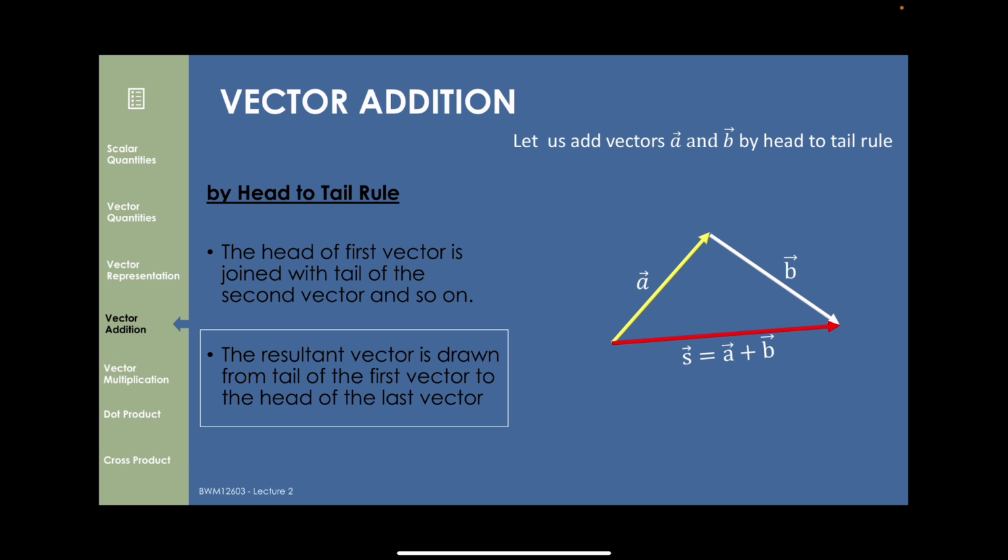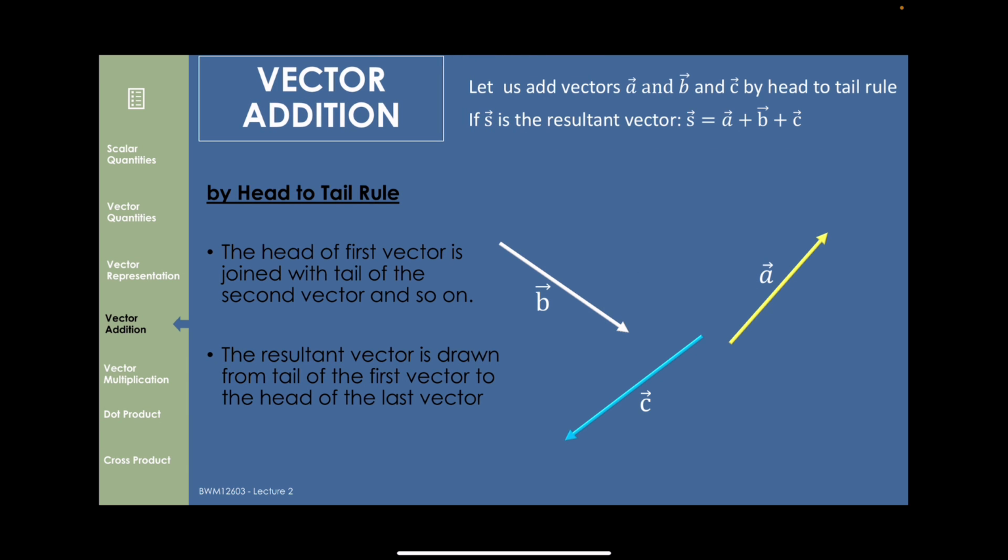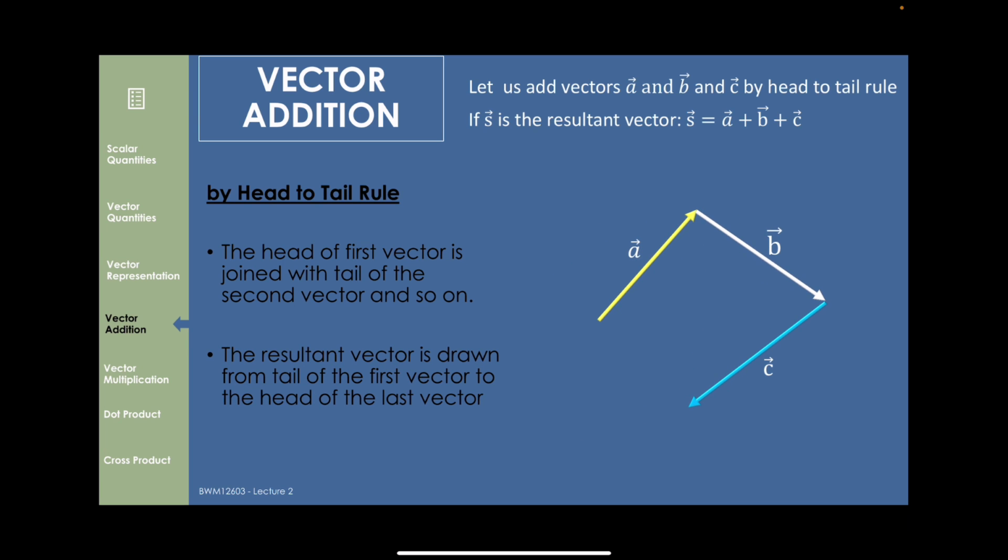Let us see another example when we have three vectors, and how we can add them together. Let us consider these are the three vectors, vector a, b and c. We will follow the same steps. First we will draw vector a, then on the head of it we will draw vector b, and on the head of vector b we will draw vector c, and then we will draw the final resultant vector from the tail of the first vector, which was a, to the head of the last vector, which is c, like this.